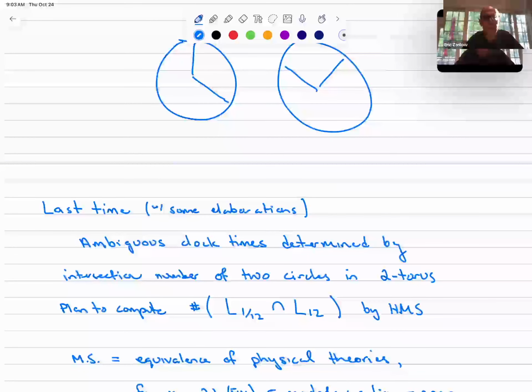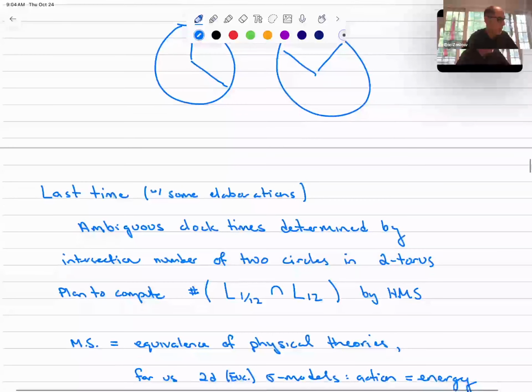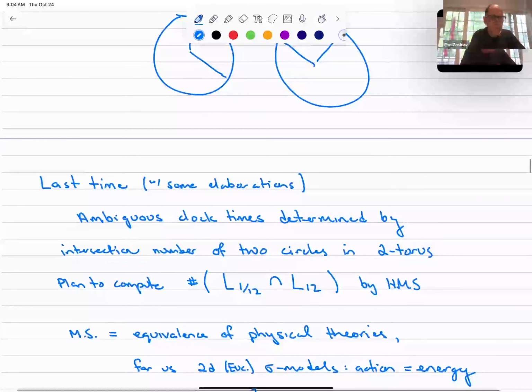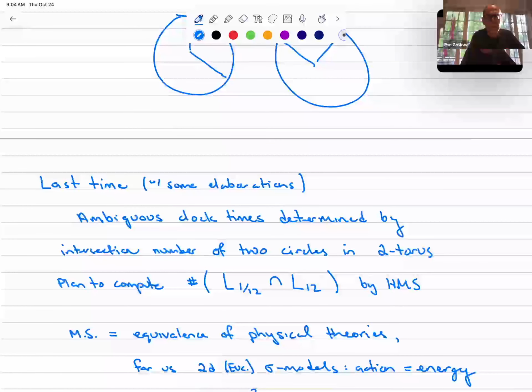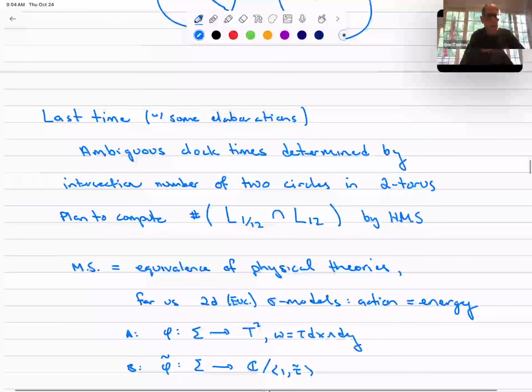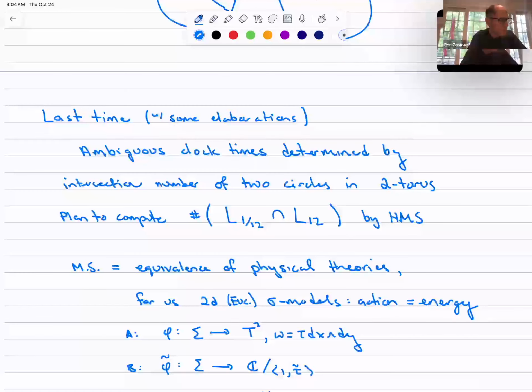So our plan was to compute it by homological mirror symmetry. What we had to do to start with is explain what mirror symmetry is. It's an equivalence of physical theories. For us, those physical theories were 2-dimensional sigma models. We use Euclidean time signature. Those were maps from a Riemann surface to a target space, and we were taking the target space to be a torus.